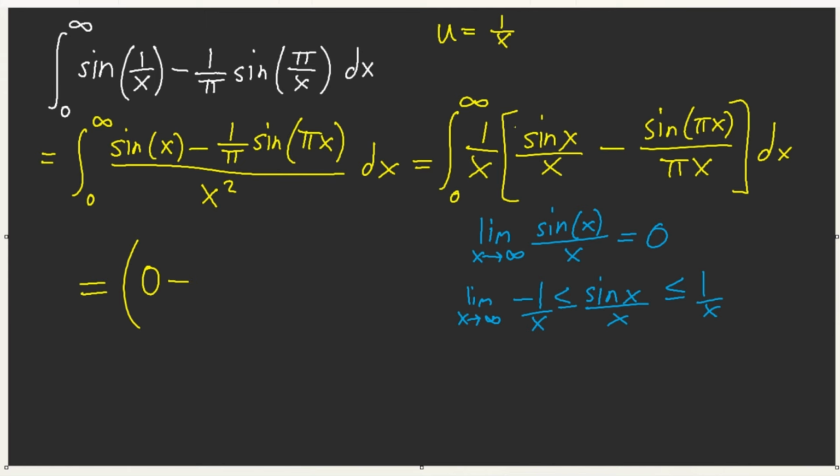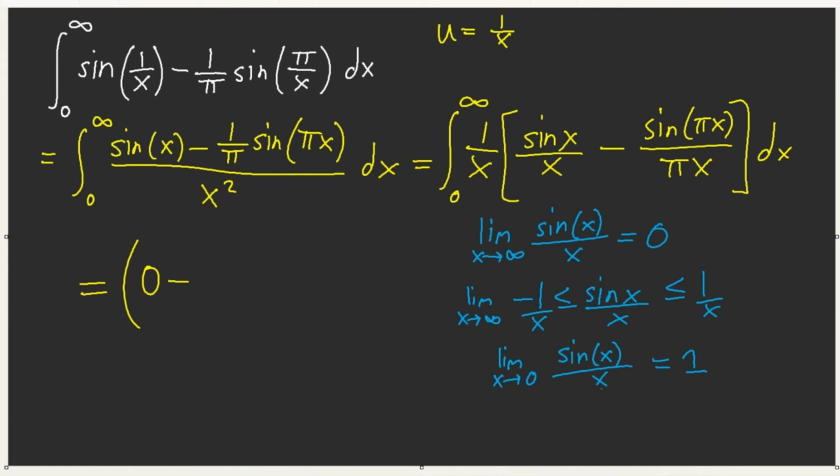Minus, if you take the limit as x approaches 0, sine of x over x. This is a very famous limit. This is equal to 1. Okay, it's a very famous limit.